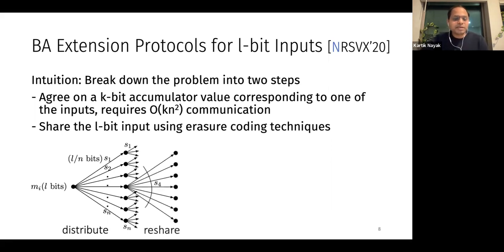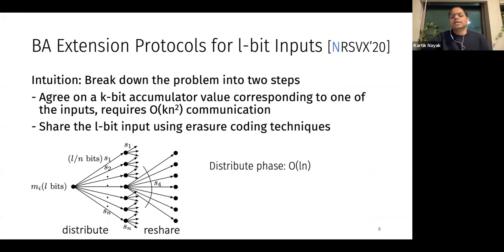And these parties, in a separate next step, let's call it a reshare step, can share this message with everyone else. At the end of the reshare step, so long as a party receives sufficiently many shares, it can reconstruct this value. And note that even if some parties are Byzantine and do not share this value, it is okay, because you do not need all of the shares to reconstruct.